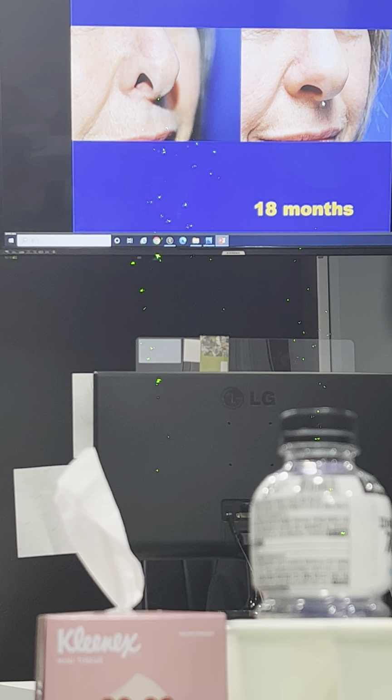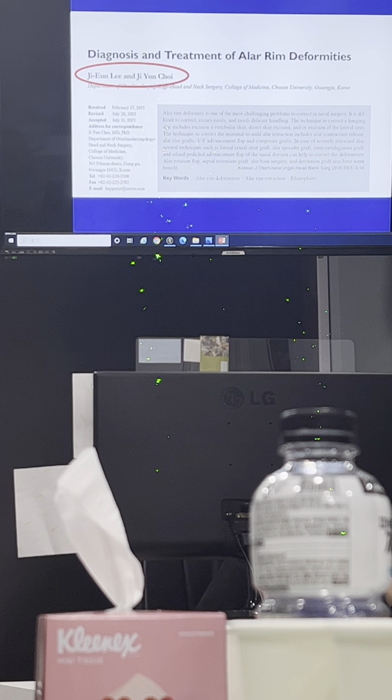Is she a foreigner? Yes. How big is the flap? You cut to full thickness. Full thickness.